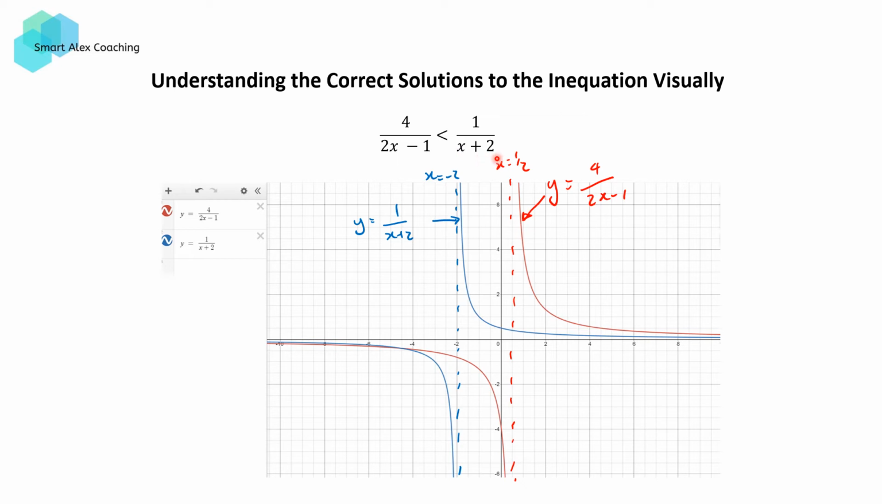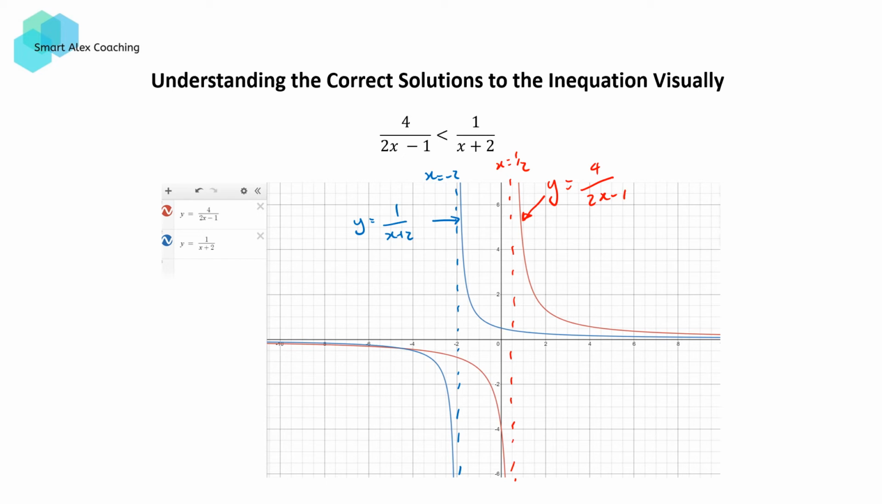So when we're solving this inequation here, 4 over 2x minus 1 is less than 1 over x plus 2, what we're looking for is values of x where the red graph is less than the blue graph. In other words, we're looking for sections of the graph where the red graph is below the blue graph. So looking at this graph in more detail, what values of x will make this true?